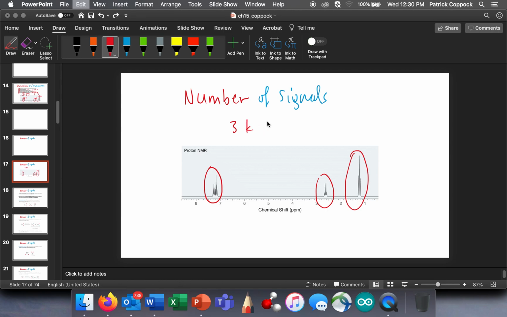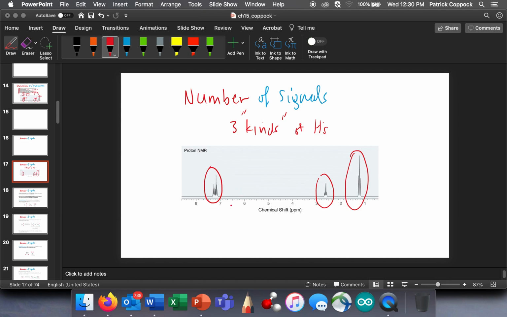How do you spell kinds? Kinds of hydrogens, okay? That is lecture number 1. We have three kinds of hydrogens, all right? And that is three separate electronic environments of hydrogens.